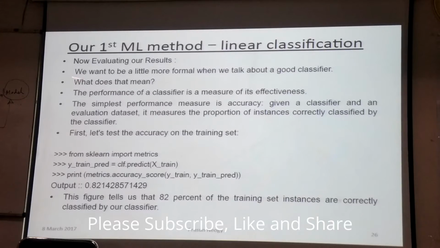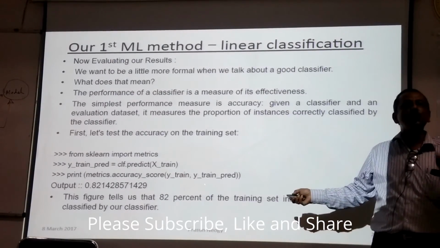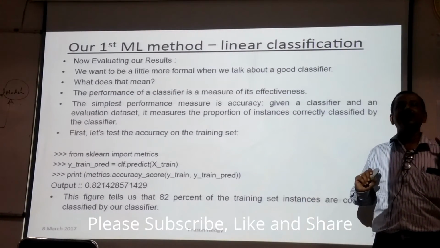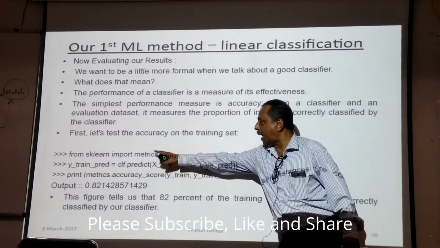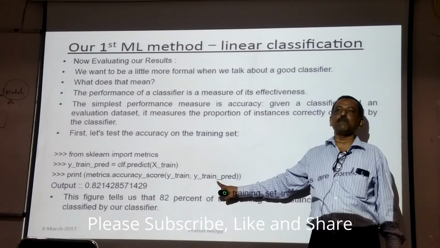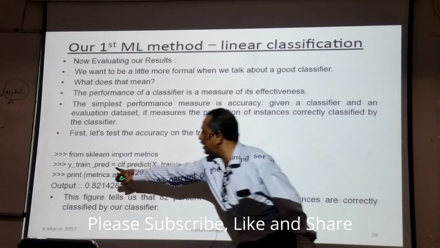Means that we want to be little formal. The performance of the classifier is a measure of its effectiveness. How do I do this? I use from scikit-learn import matrix y train predict is x train. That is a training matrix accuracy of y train and predict. What is y train? Y train is already there in the training data. So now I am comparing the accuracy between through my model y train and y train predicted. Y train predicted is this one.